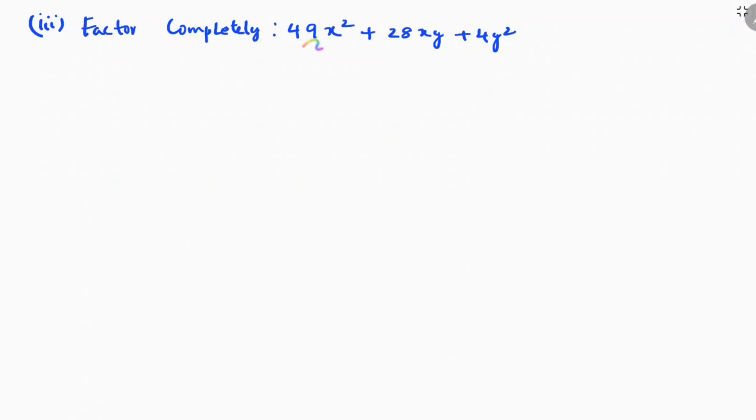Factorize completely 49x² + 28xy + 4y². So here the question is 49x² + 28xy + 4y². If you observe carefully, 49x² is a square because it is (7x)², and this is (2y)².